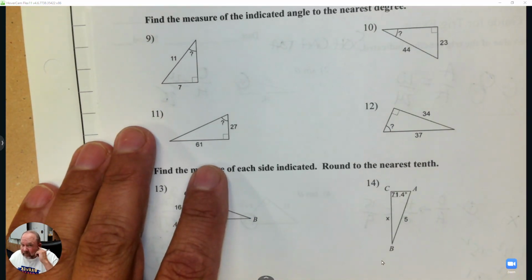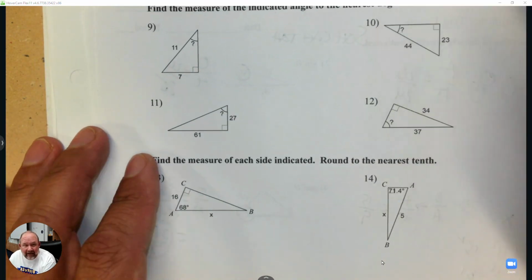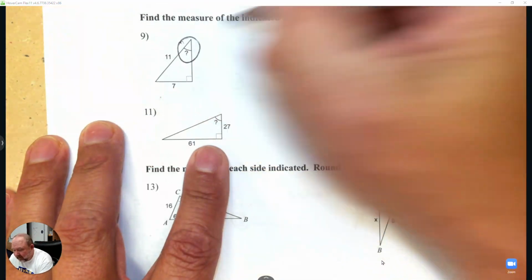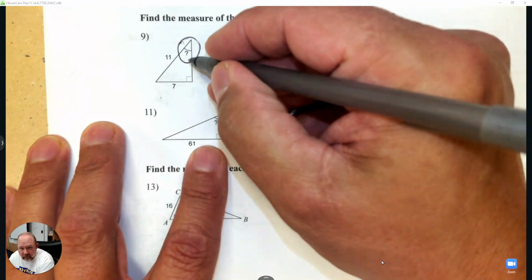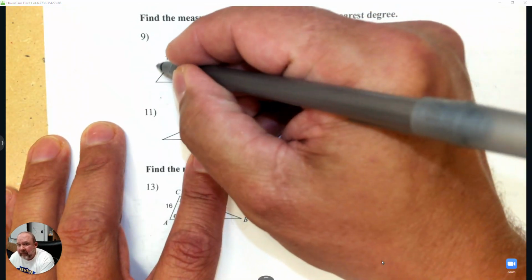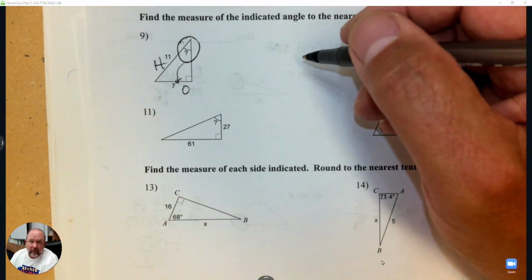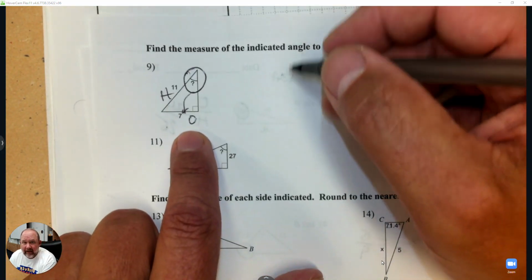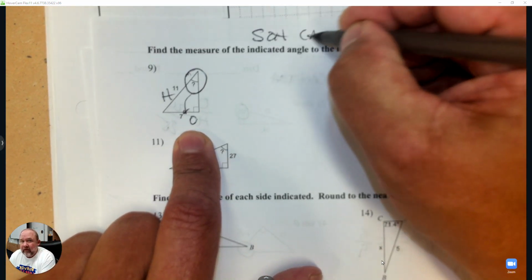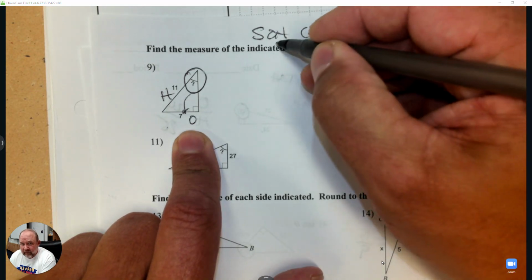On this page, we're practicing SOHCAHTOA to find missing angles or missing sides. So I want to find a missing angle. Circle the angle. This is opposite and hypotenuse. Which trig ratio uses opposite and hypotenuse? If you need to, we can write this on top to remind ourselves. So it's the first one.